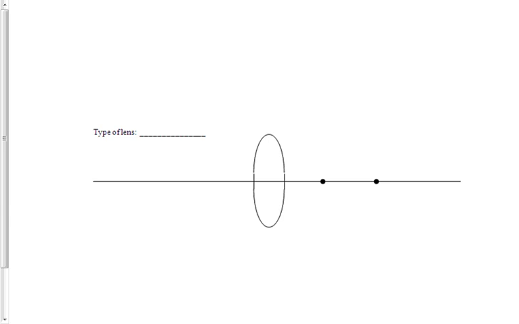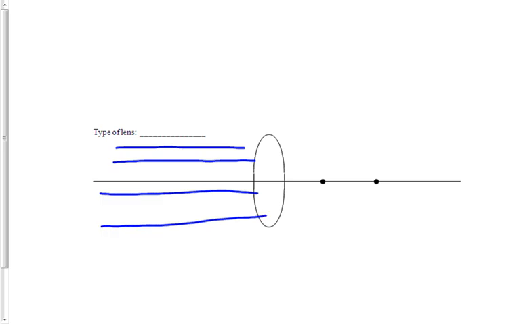What kind of lens is this? This is convex. This is converging. Don't draw this, just follow along for a second. All rays of light that are parallel to the principal axis will converge right here. What's that point right there called? Focal point.